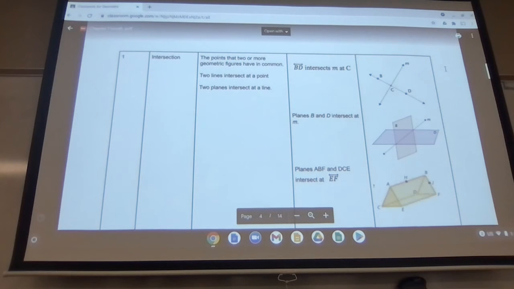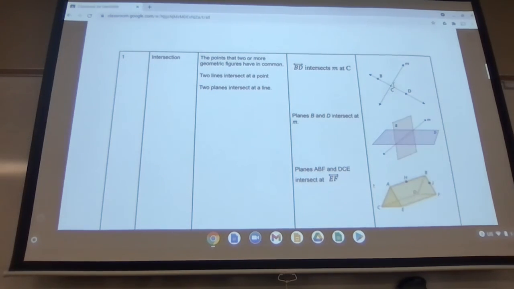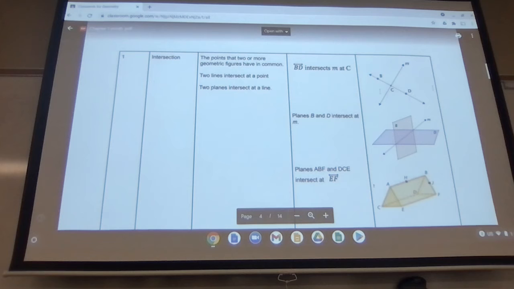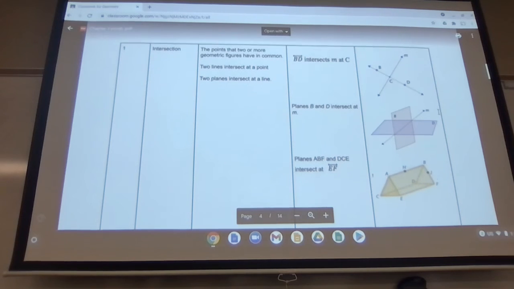Now, here are the things to remember. When two lines intersect, they always intersect at a point. So here are your two lines. You got line M, you got line BC. Those two intersect at point C. Two lines will always intersect at a point.